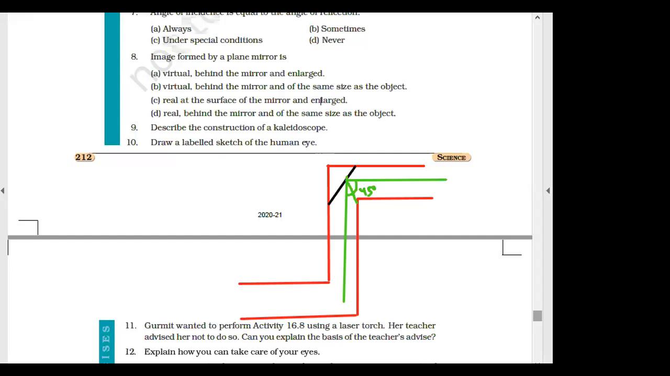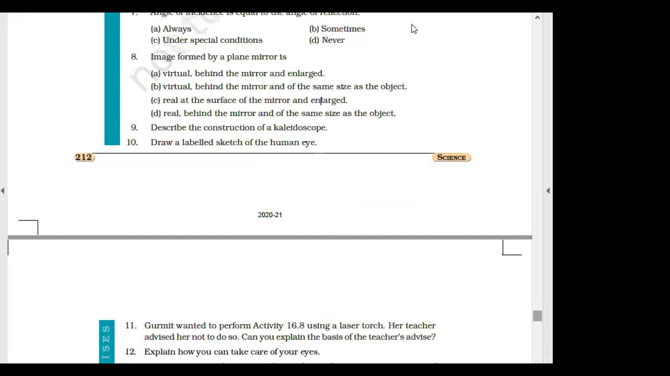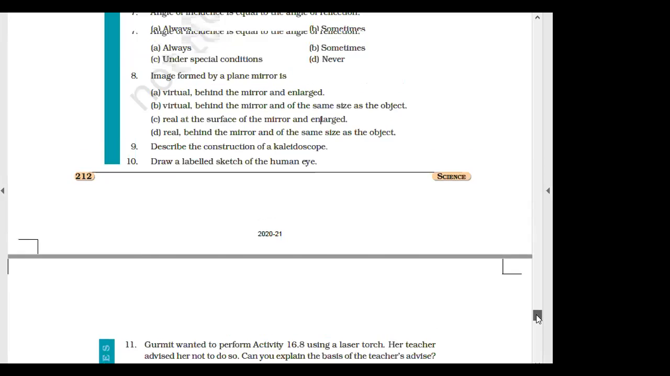Got it? Now, in order to be this 45 degree, this is also 45 degree, this is also 45 degree, and we know that these two lines are parallel, so this is also 45 degree. Got it? Why will it be 45 degree? Because there should be an angle of 90 degree between the angle of incidence and the angle of reflection, which means between the normal and the incident ray there should be 45 degree. That's why. Okay, now 9th, 10th we can do, right?